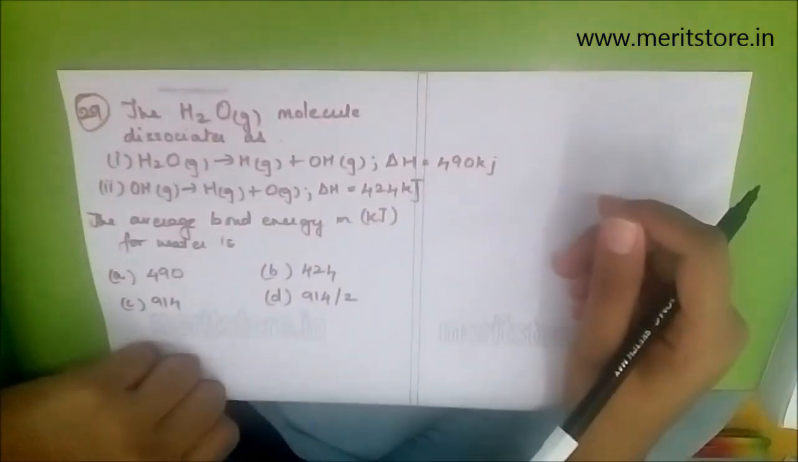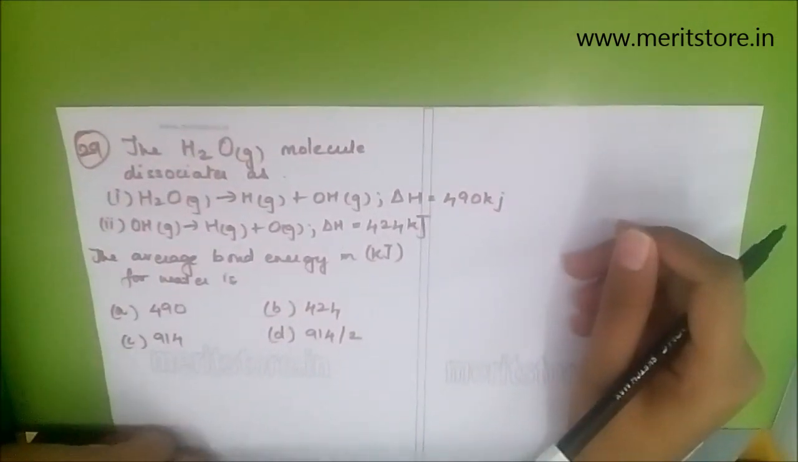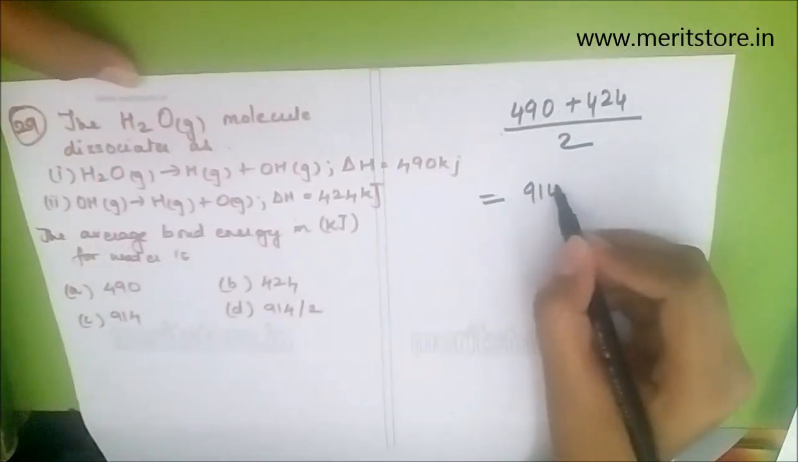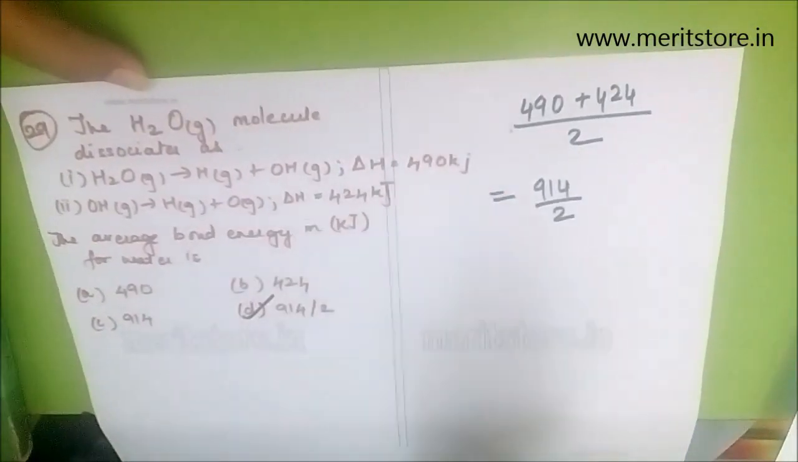The water molecule dissociates as follows. The average bond energy is 914 divided by 2, and the correct option is D.